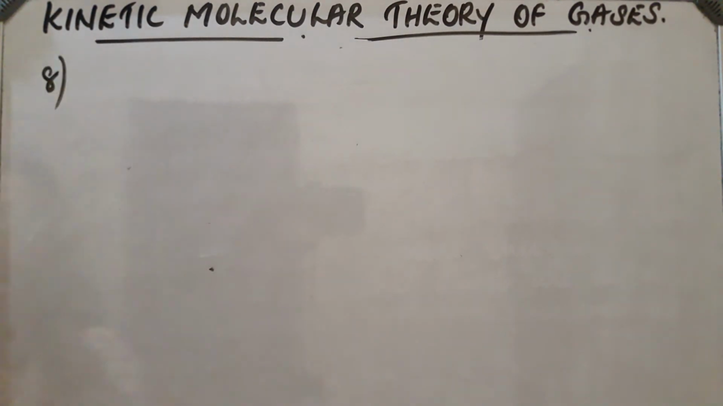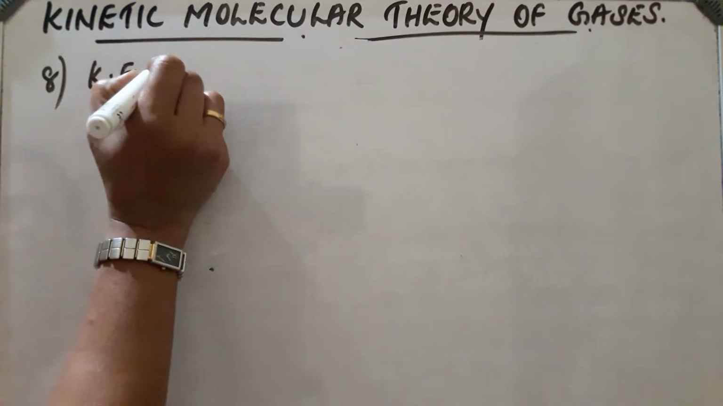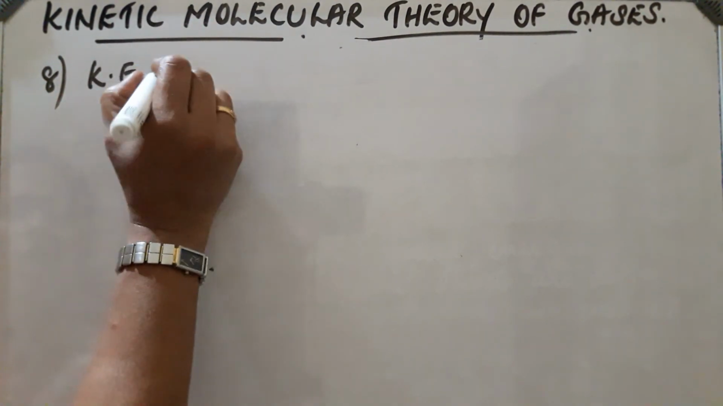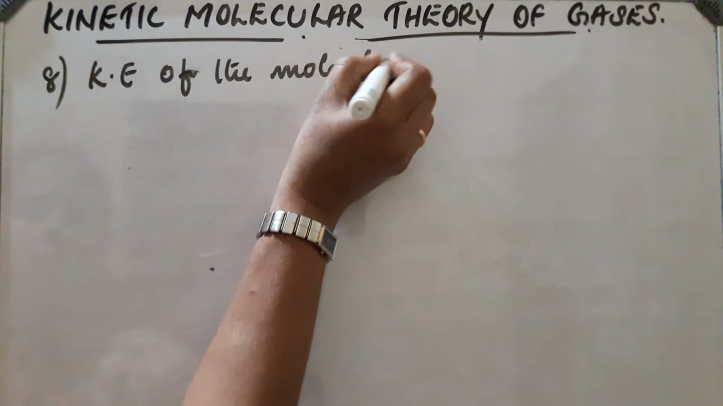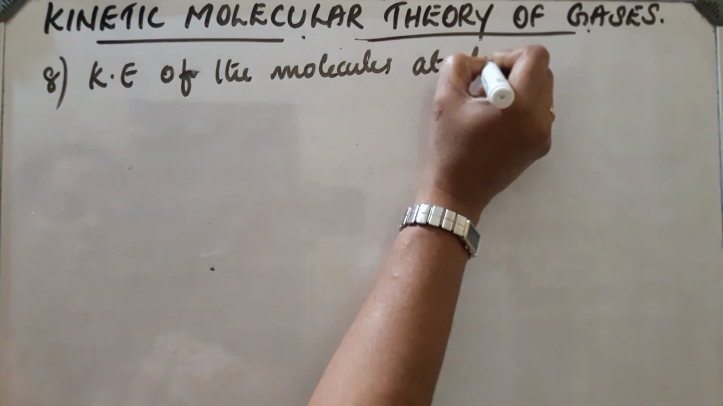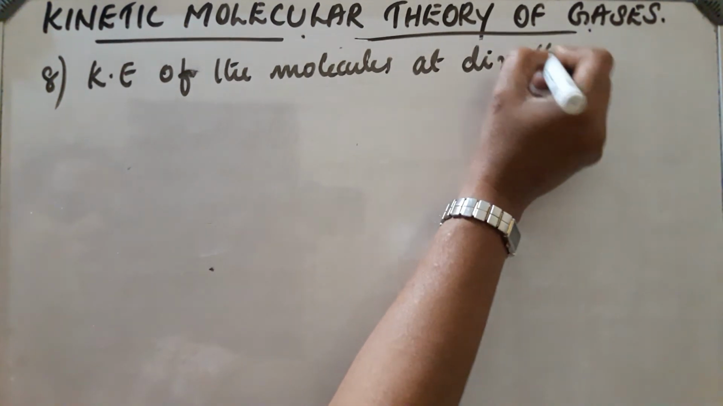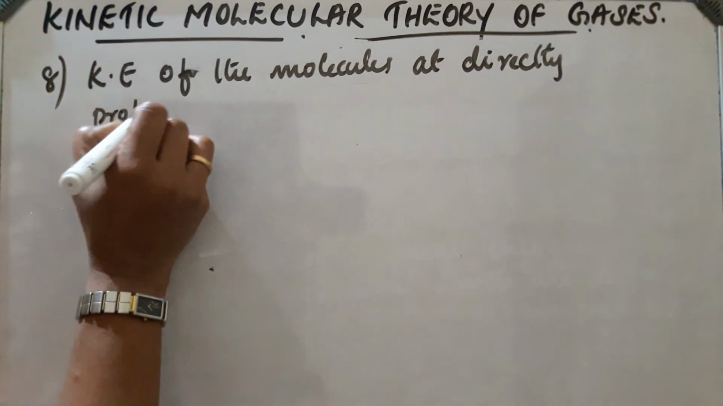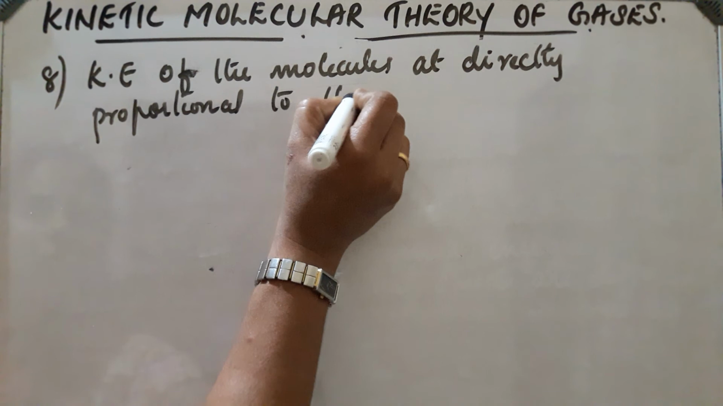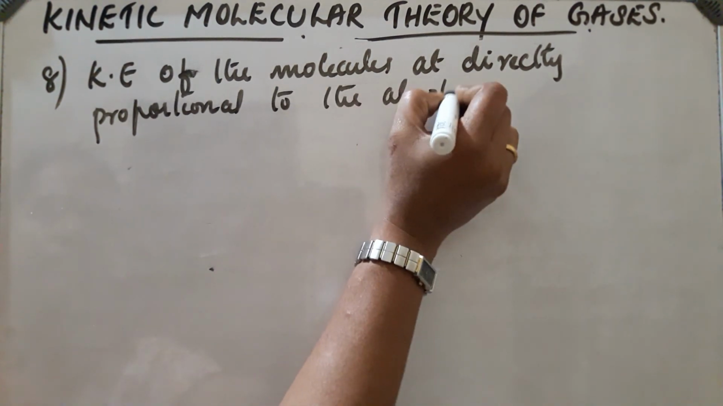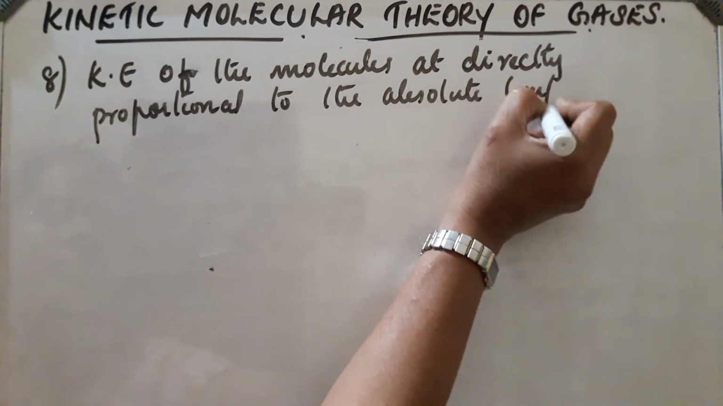Next point. If a molecule has variable speed, there must be variable kinetic energy. However, the kinetic energy of the molecules is directly proportional to the absolute temperature.